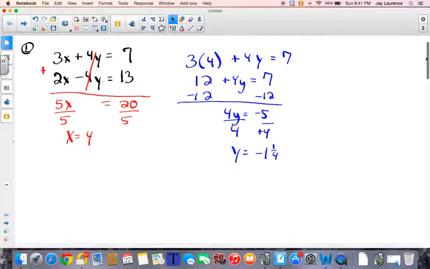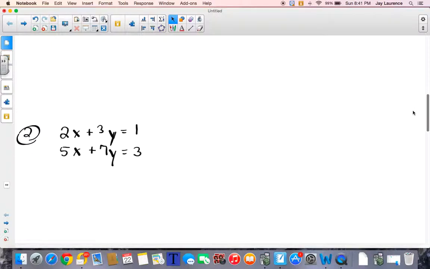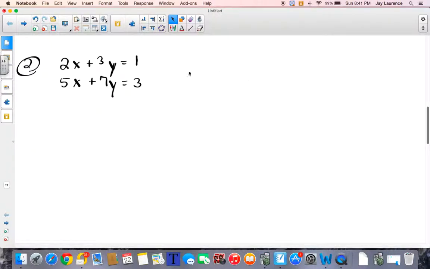Now, but we need to know more than one method. So let's take a look at this one. We're going to do it by elimination. The only problem is you notice how none of the coefficients match up. I'm going to rewrite that y there. Looks a little bit sloppy. All right.